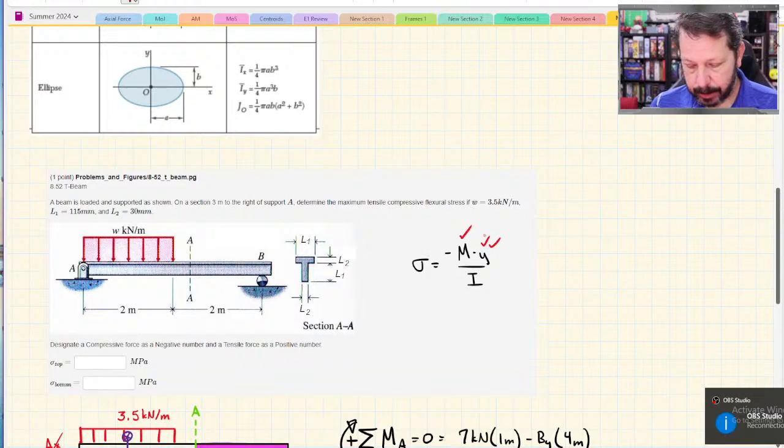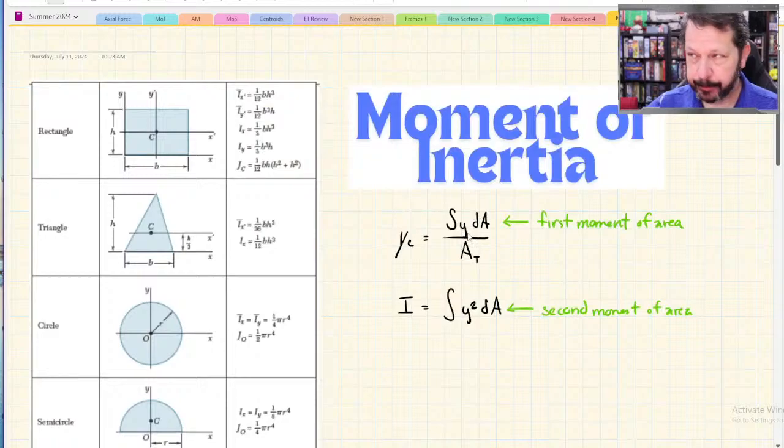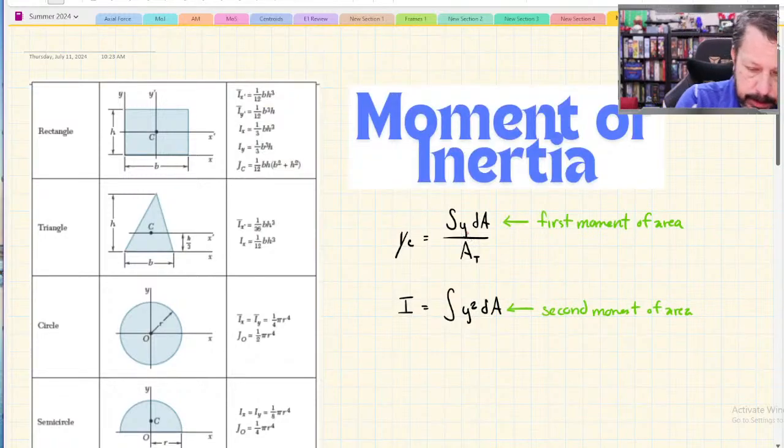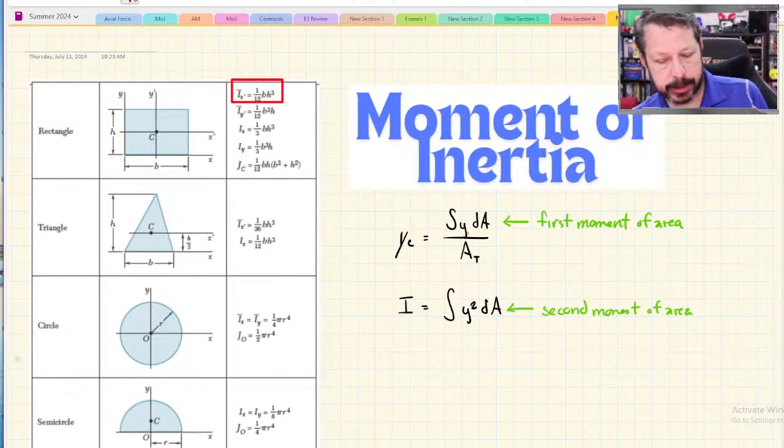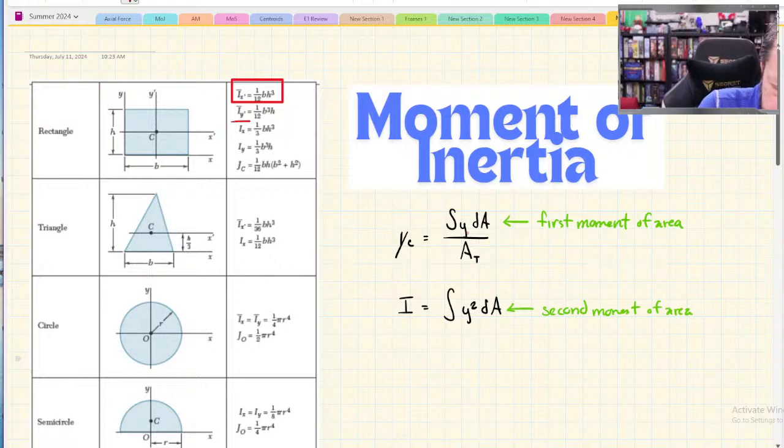All right, so how we're going to do I goes back to this. So here, that is the equation for the moment of inertia of a rectangle, but you see two of them. There's also this one.